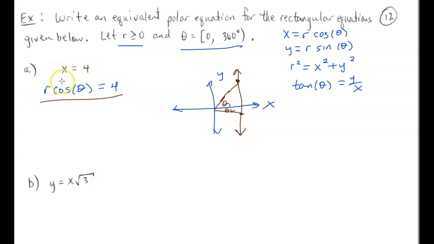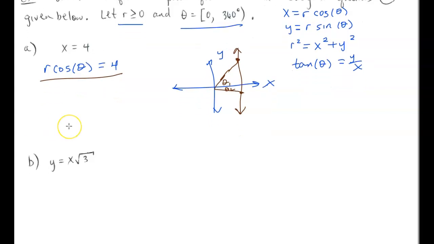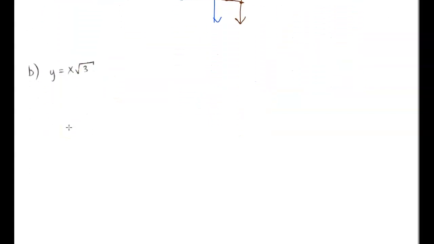Okay. All right, so let's move on to example 2. So for example 2, we have our rectangular equation, y is equal to x times square root of 3. And so again, we remember that y is going to be equal to r sine theta.